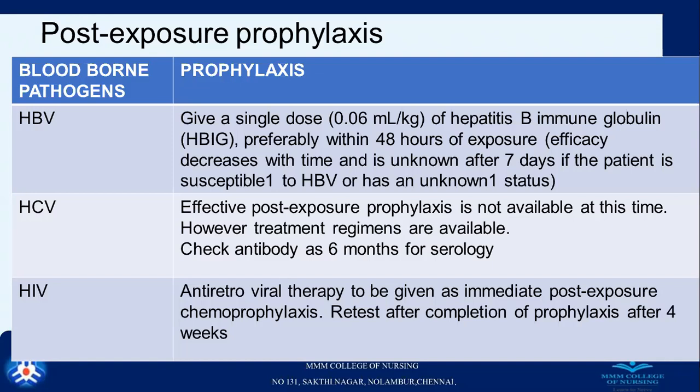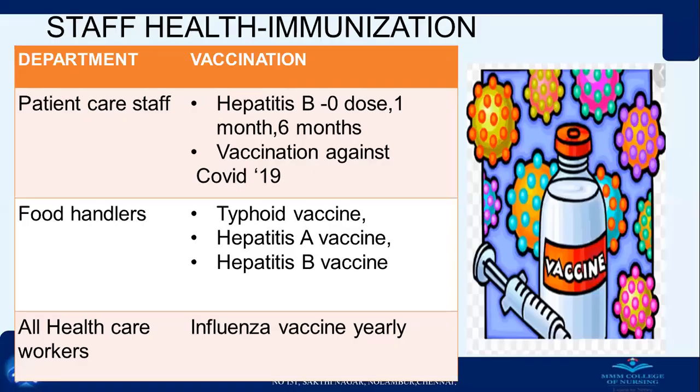And in the case of HIV, antiretroviral therapy is given as immediate post-exposure chemoprophylaxis, and the patient has to be retested after completion of the prophylaxis, that is, after 4 weeks. But remember, during the period of prophylaxis, especially the antiretroviral therapy, it will be very difficult for the patient to undergo because the side effects are huge.